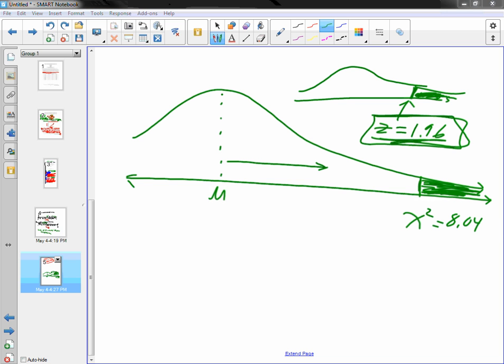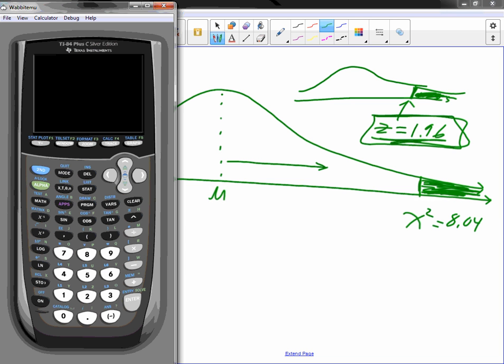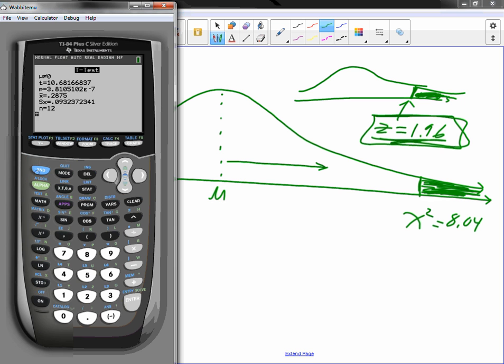So I'm going to go to my calculator. Clear this out. And we're going to go second distribution. And what we're trying to figure out is how much is out in the chi-squared distribution. So I'm going to use a chi-squared CDF. And so I want to know how much space is out there on the right side on the chi-squared CDF. So I want to go from 8.04 to, and now remember for a chi-squared, we're going to go all the way to 1,000. There's a lot more stuff out there.